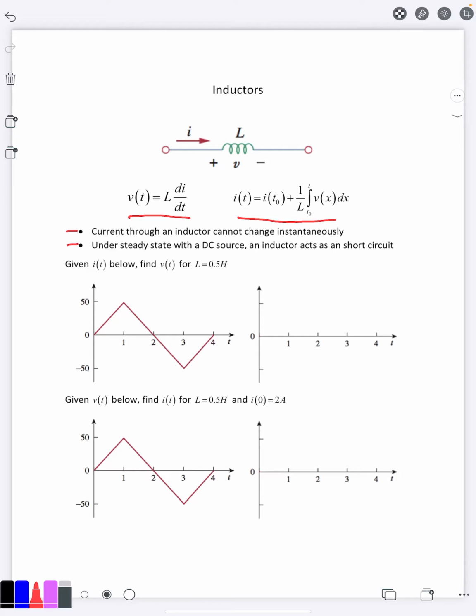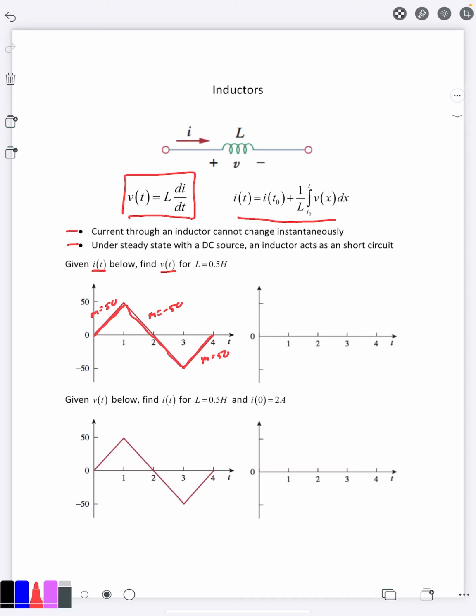Now the annoying problems with inductors are going to be when they give you either the current or the voltage and they ask you to go ahead and find the other one. This is basically the exact same thing as we just did with the capacitor in the other video. On the first one, when you are given current and asked to find voltage, based on this first rule, we need to take the derivative of the current. And for that, as we saw in the other video, it's the slope, which we already worked out to be 50, negative 50, and positive 50.